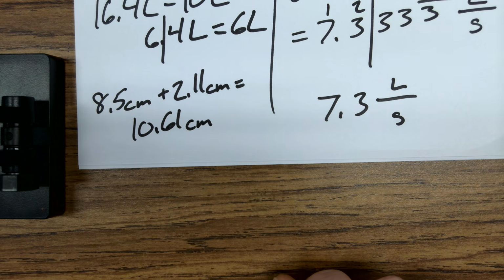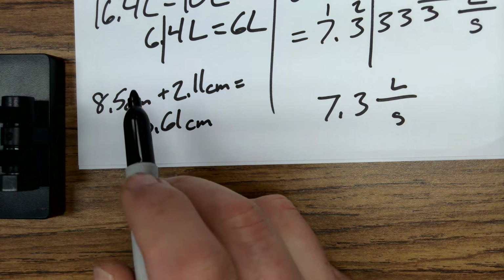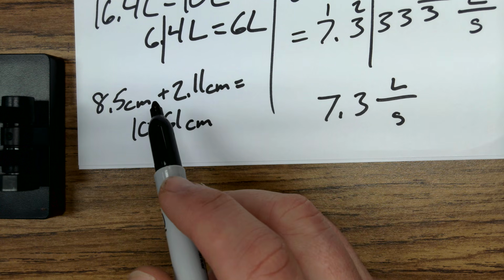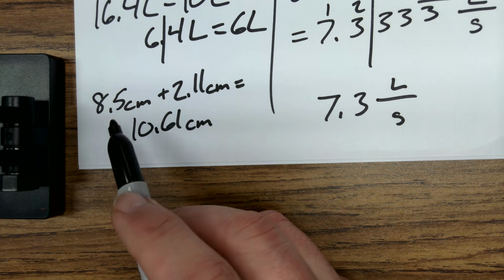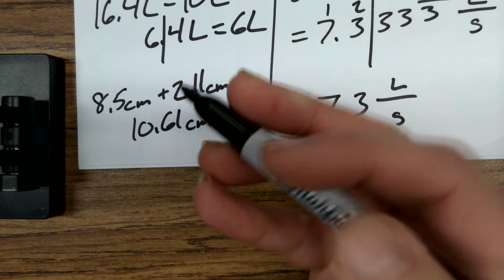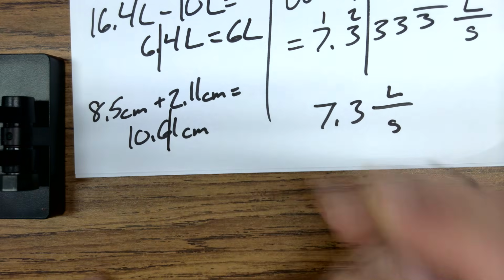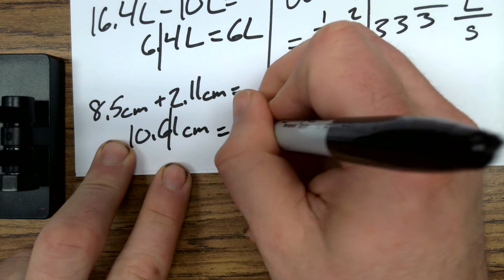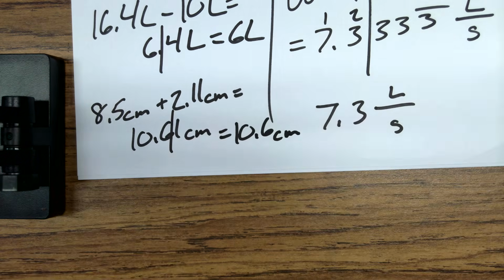Which number has the fewest decimal places? 8.5 or 2.11? How many decimal places does 8.5 have? 1. So how many decimal places can my final answer have? Is the 1 big enough to push my 6 to a 7? No. So my final answer would be 10.6 centimeters.